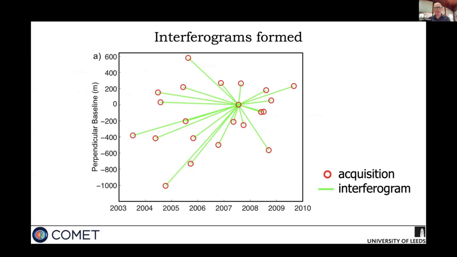So just a sort of a visual demonstration of that. This is an image showing time along the x-axis and then perpendicular baseline, so the separation between the satellite at the two different acquisition times, on the y. And yeah, there's a central point. So the red circles are the acquisitions and the green lines are the interferograms we form. So you can see that all the lines are radiating from one single acquisition. So yeah, they have variable baselines and variable temporal baselines as well.